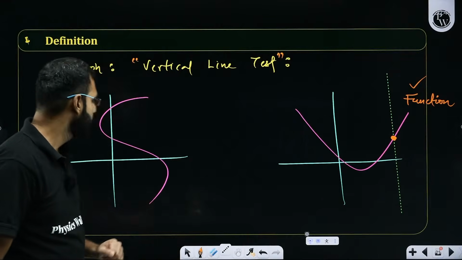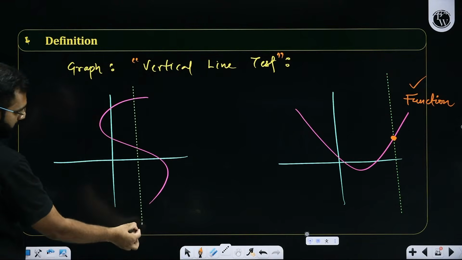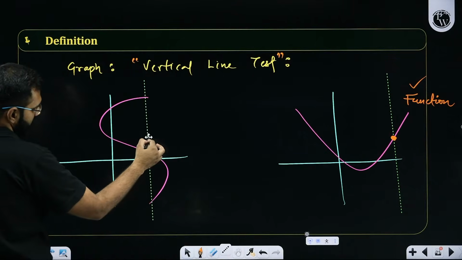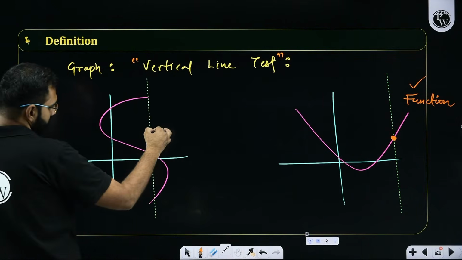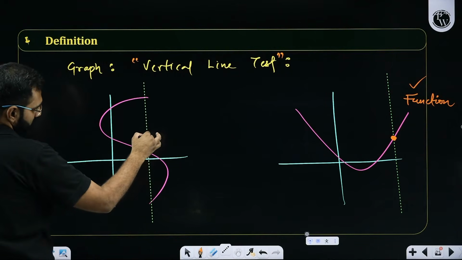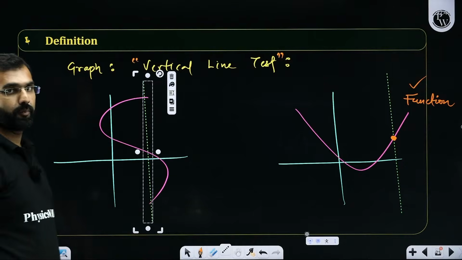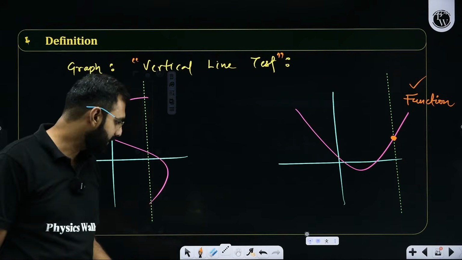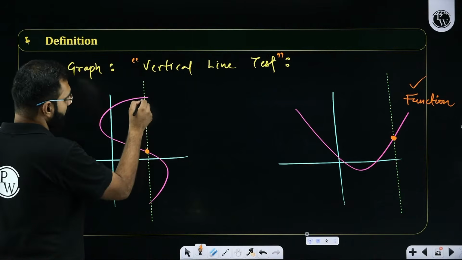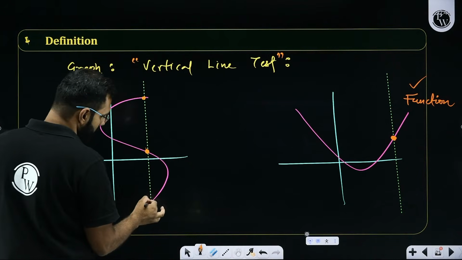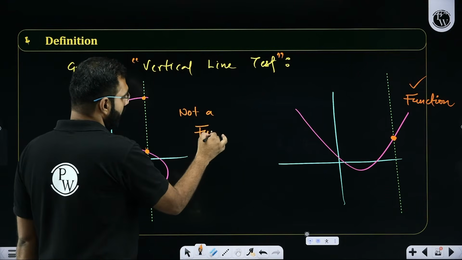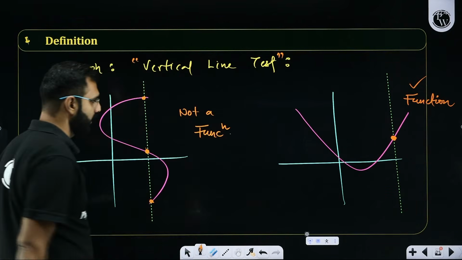I repeat, if I draw a line parallel to the y-axis, and I see that anywhere on the curve it intersects the curve at more than 1 point, I'll be calling that this is not a function. Can somebody tell me why? Why are we really doing it?